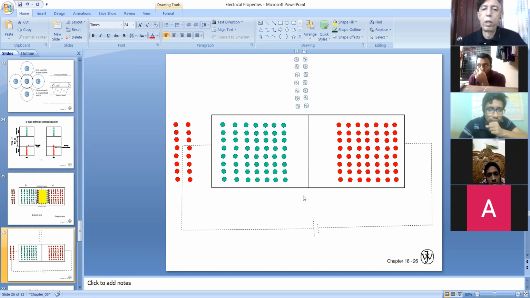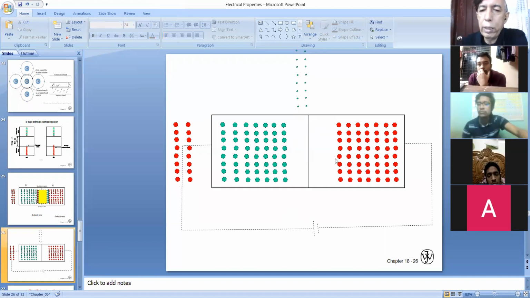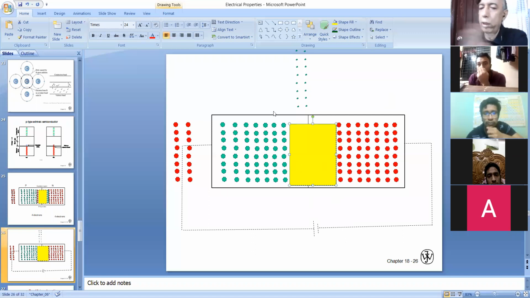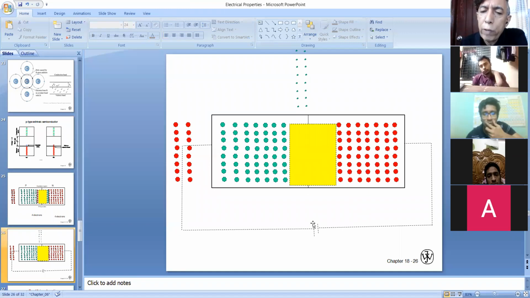Okay. Now this is the depletion zone. Here only silicon is present. In this zone, only silicon is here. Now, what will happen if we connect a battery to it?